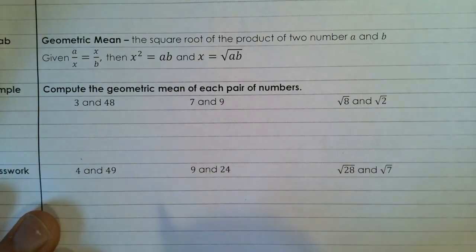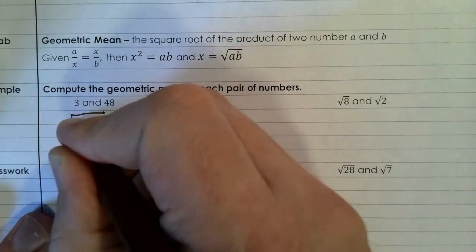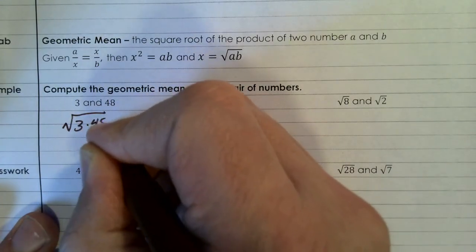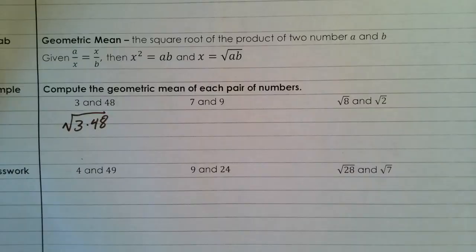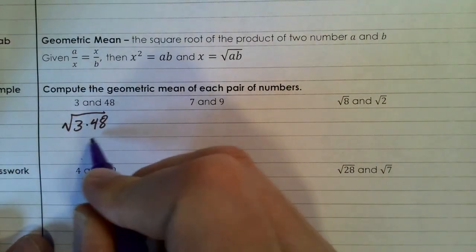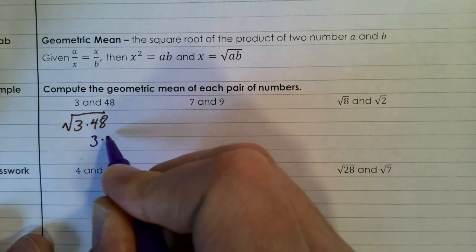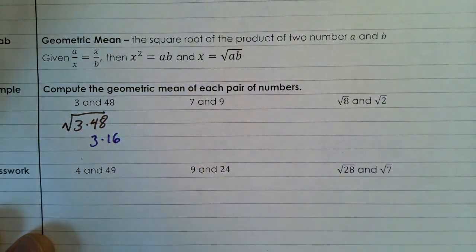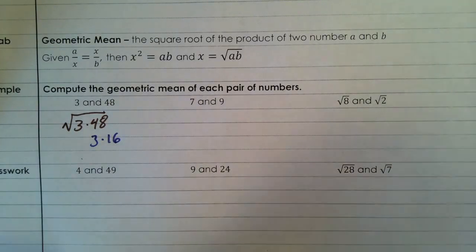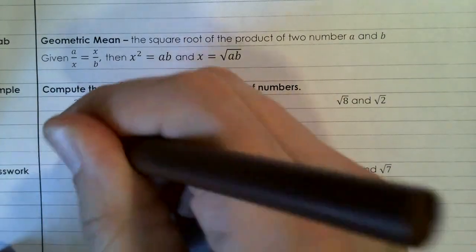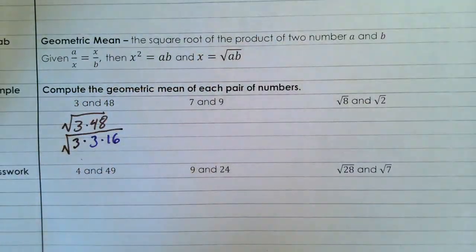So if I was looking at this one, if I wanted the geometric mean of those numbers, I would do the square root of 3 times 48. Now, keeping in mind, my goal is to simplify that down. I could multiply 3 times 48 together and I'd get some huge number. But the other thing I'm thinking about is, hey, 48 is 3 times 16. So that's a 3 times 16 times another 3 inside of a square root.